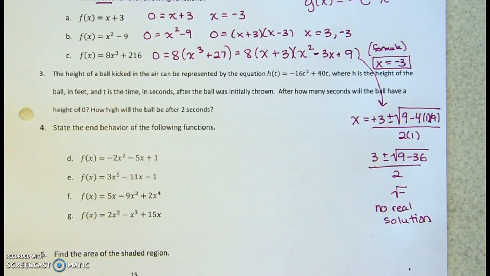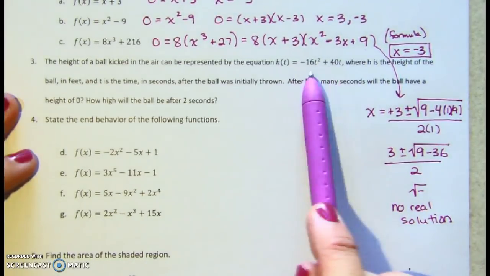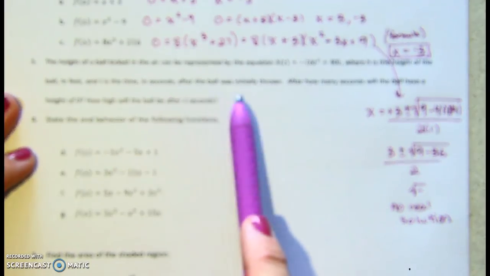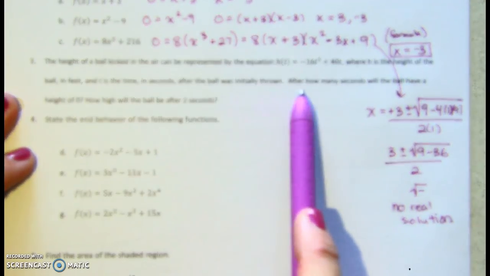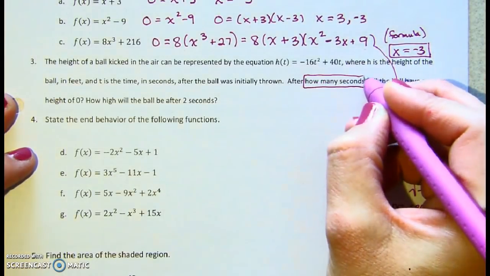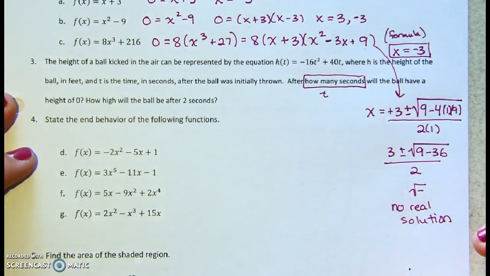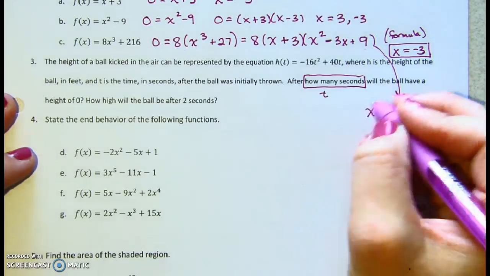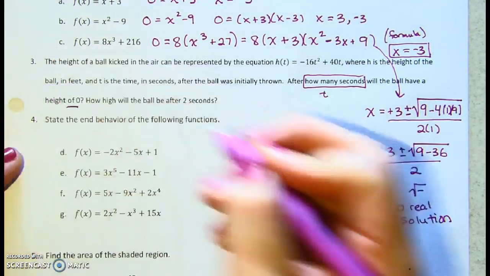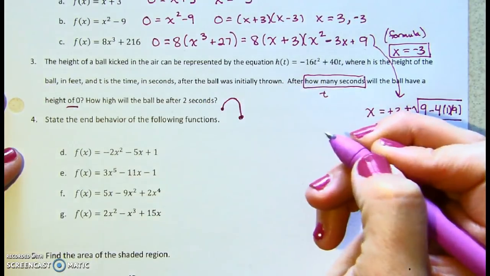The height of a ball kicked in the air can be represented by this true statement, where h is the height of the ball in feet and t is the time in seconds after the ball was initially thrown. After how many seconds? If that's what it's asking, how many seconds, what are we solving for? We need to find t. After how many seconds will the ball have a height of 0? What does that mean? A height of 0 means the ball was thrown and it landed on the ground.